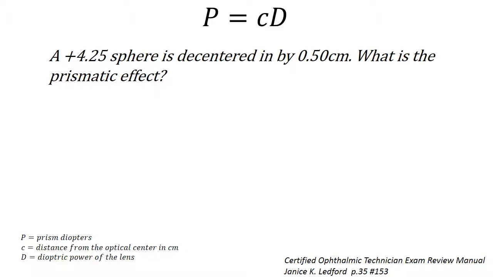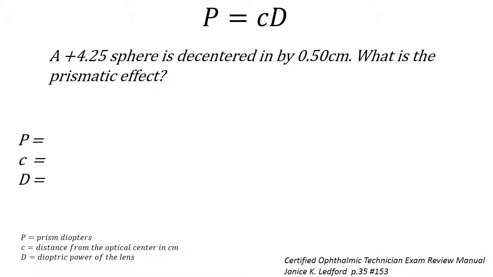Okay, I threw in here a couple of problems to figure out. Now you can either figure them out with me, or you can read the problem, pause it, try your hand at it yourself, and then check your answer. Okay? The next few problems all came from the Certified Ophthalmic Technician Exam Review Manual by Janice K. Ledford. Okay? So the first one is, a plus 4.25 sphere is decentered in by 0.5 centimeters. What is the prismatic effect?